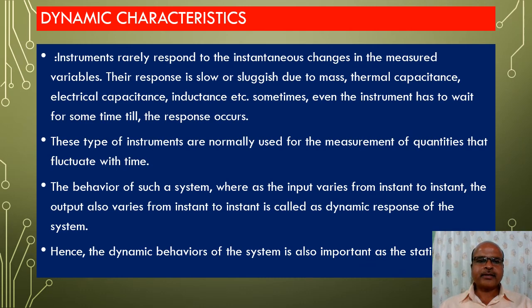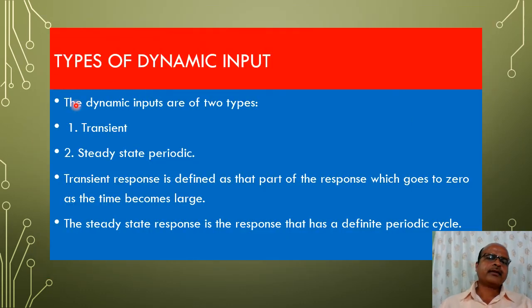So, dynamic characteristics. Then, types of dynamic input. There are two types of dynamic input: either transient or steady state periodic. Transient response is defined as that part of the response which goes to zero as time becomes large. The steady state response is the response that has definite periodic cycles. So in dynamic input, there are two types, transient and steady state periodic.